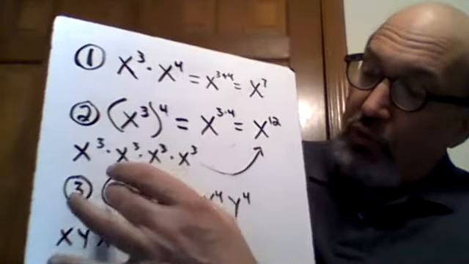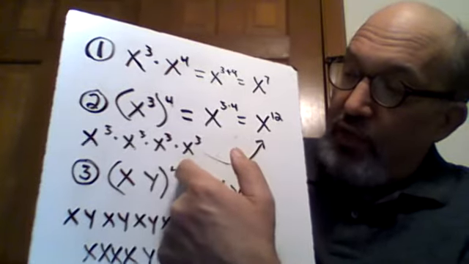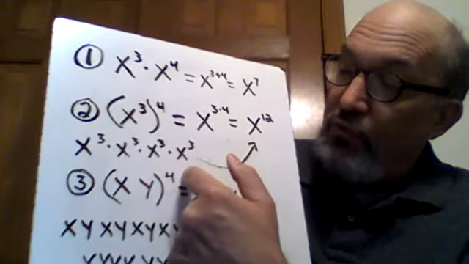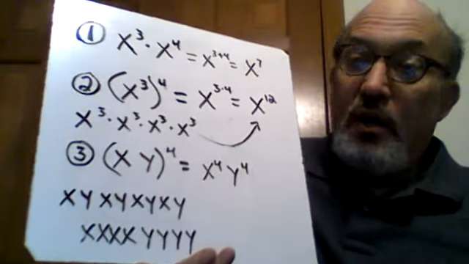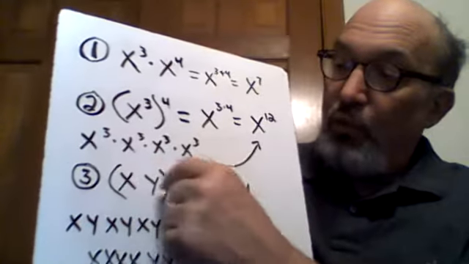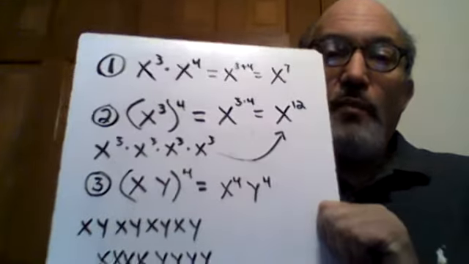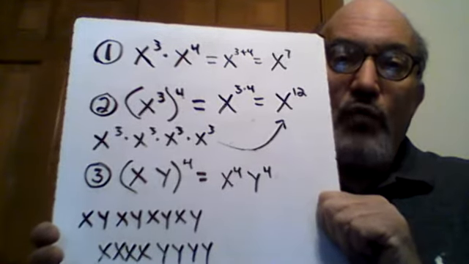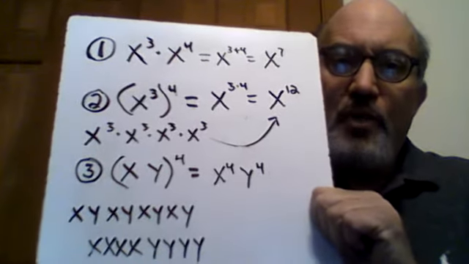As you look at the rule stated out here, you're raising the x to the 4th power and raising the y to the 4th power and multiplying those two results together. And it's the parentheses that tells us to raise both of these to the 4th power. That's rule number 3. So now we're going to move on to an understanding of raising a number to a negative integer power.